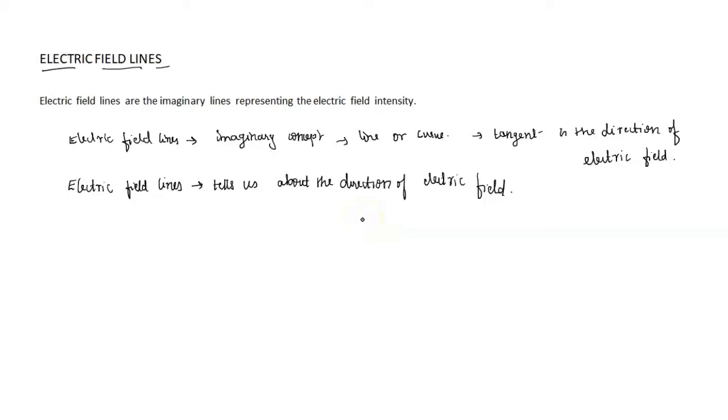There are a set of lines. We cannot see these lines in our real life. This is an imaginary concept. Also, we can say these are the lines which tell us the nature of the electric field, that is, where this electric field starts and where it ends. That kind of nature of electric field is represented by electric field lines.